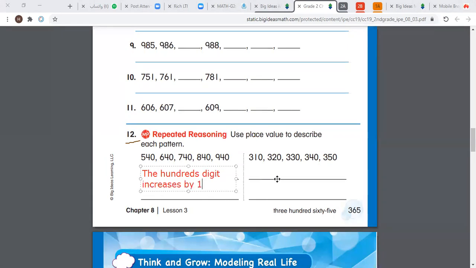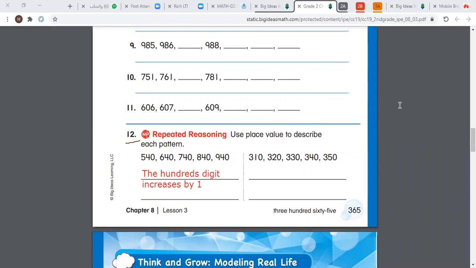Okay, right, the hundreds digit increases by 1. Here we have 300 and the next one 310, 320, 330, 340, 350. What's the pattern? Who can describe this pattern? I'll choose this super boy whose name is Tamim Saad. Tamim, how are you?